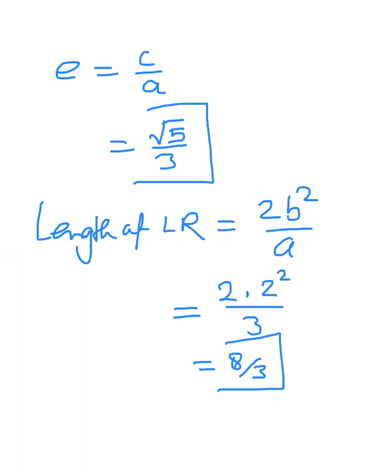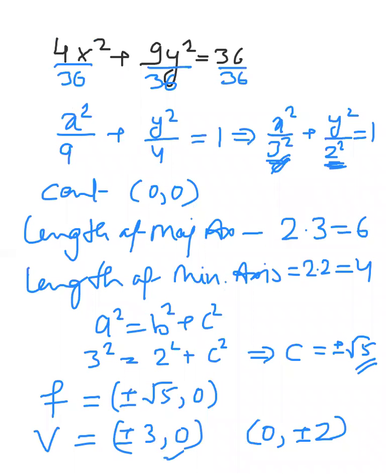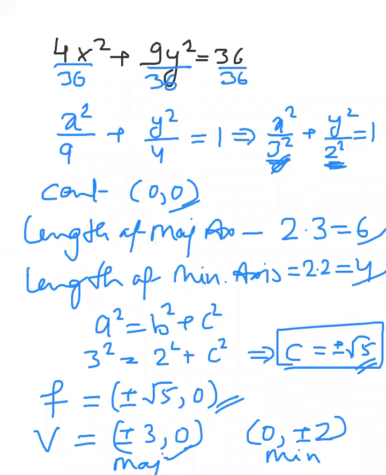Eccentricity is under root 5 upon 3. Also, we have calculated vertex, major axis, minor axis, focus coordinates, the value of c, length of major axis, length of minor axis, center. So these many things they may ask. Maximum number of things which could be asked in this particular question are these. Less than this they may ask, but the maximum things are these.